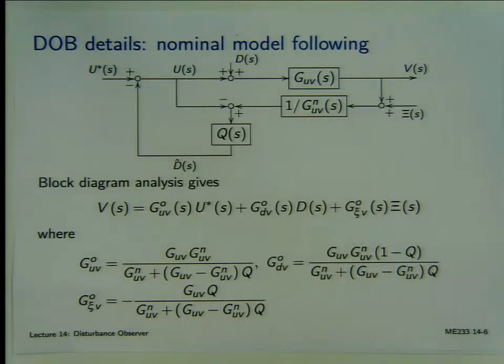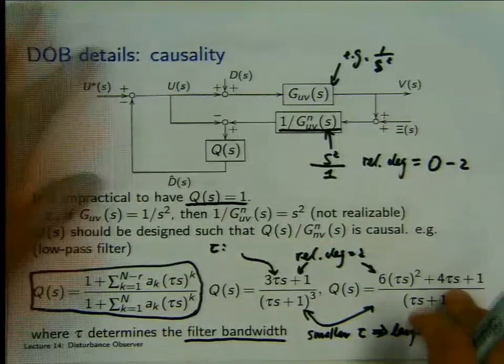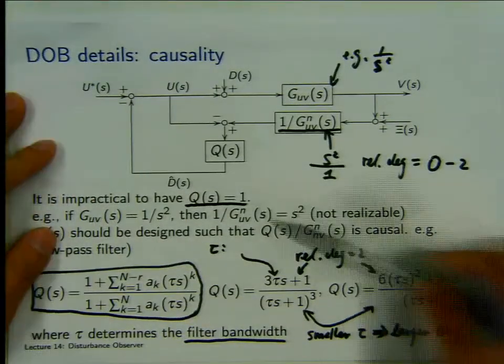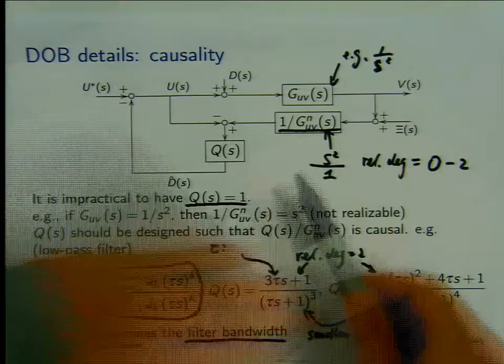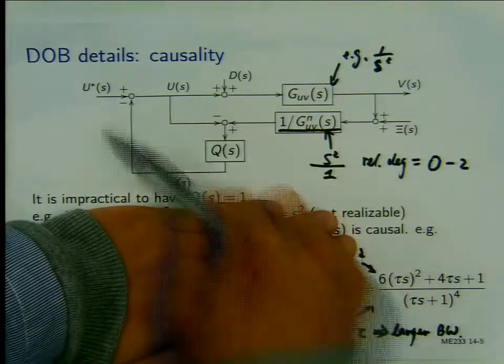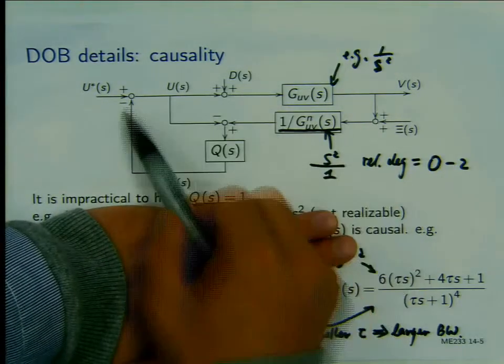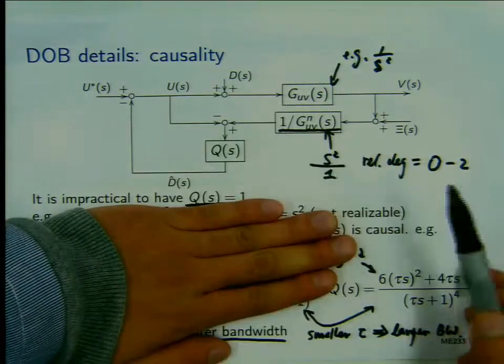Last time we were at this stage. Okay. Last time we finished talking about the general idea. We learned that this d hat is an estimate of d. So this is a disturbance rejection happening here.